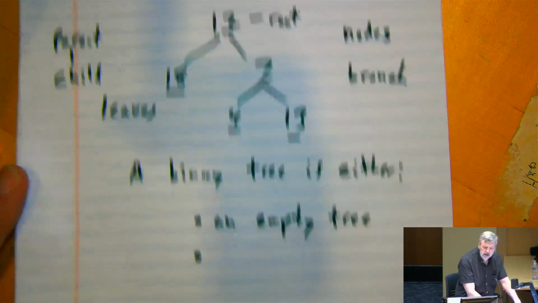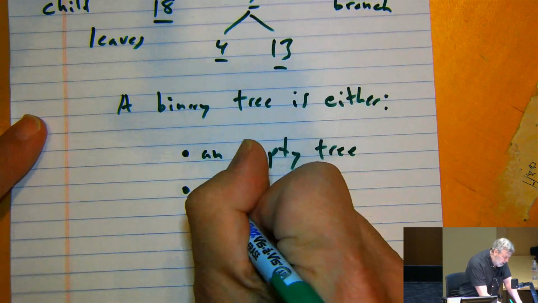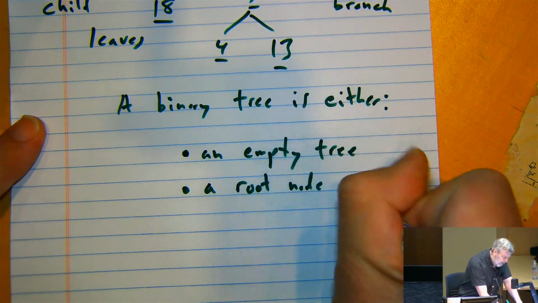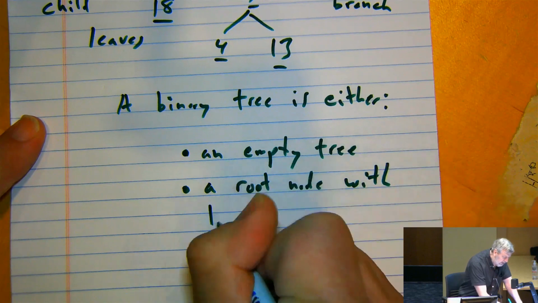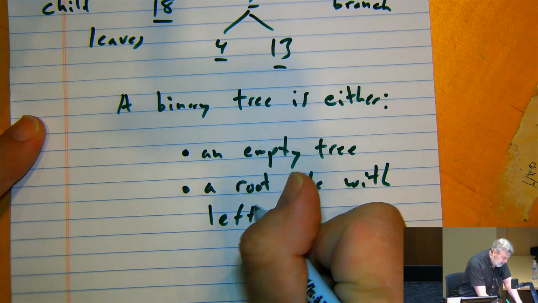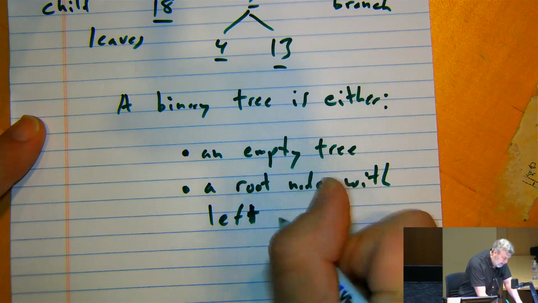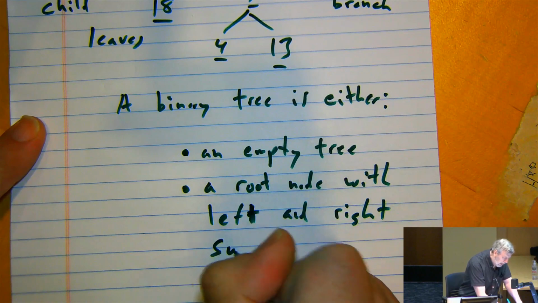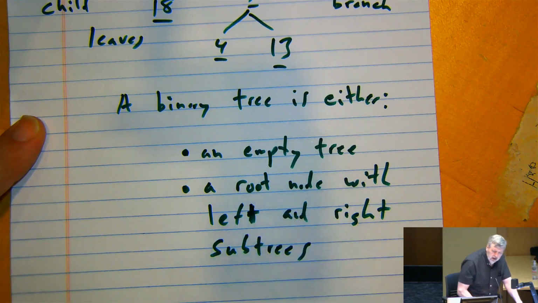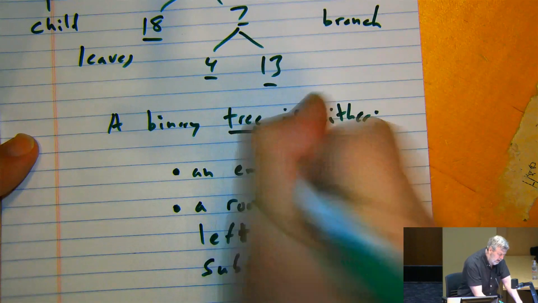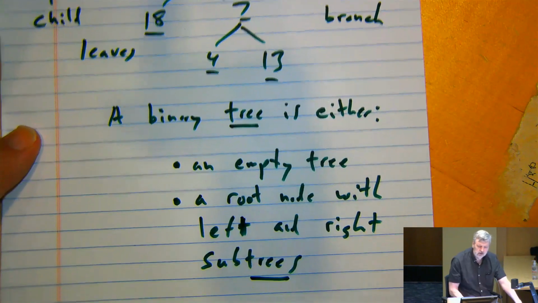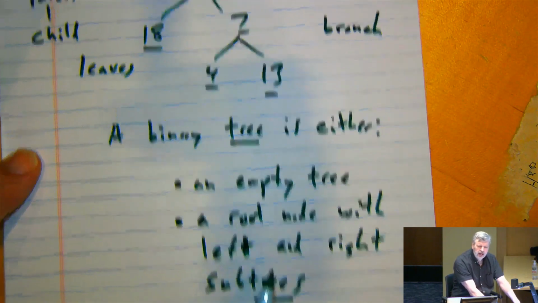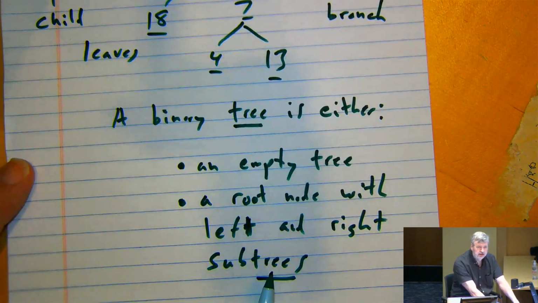The other possibility is that it is a root node with left and right subtrees. So I am defining a tree in terms of trees. This is a recursive definition that I'm using here. The left and the right subtrees are distinguishable.